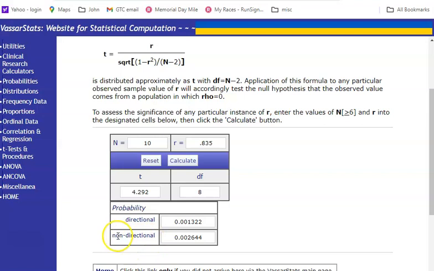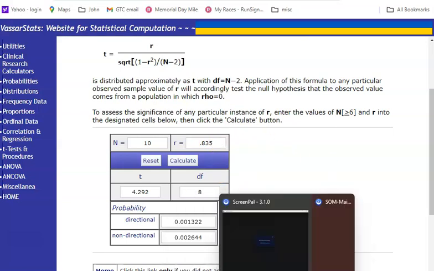Non-directional. Another term for that is two-tailed. That means we're interested in whether it's inverse or direct correlation. If we're interested in only one direction, that would be directional. Either way, it's statistically significant because the p-value reported here, p is probability, is less than 0.05. So this correlation coefficient probably did not happen by chance, that there's a real correlation there.